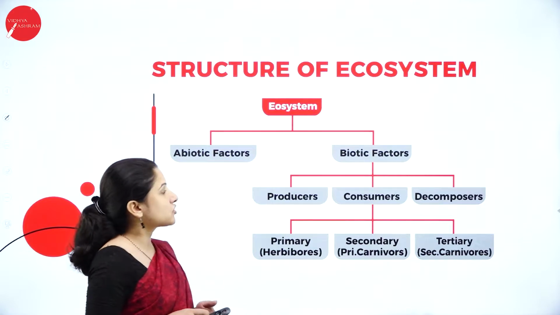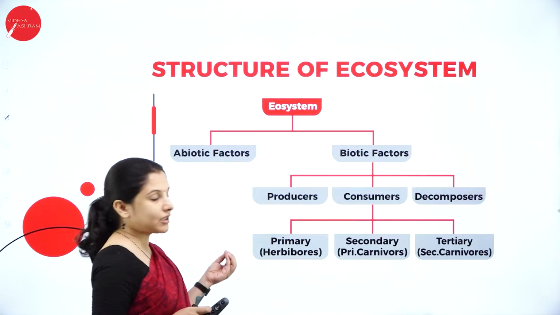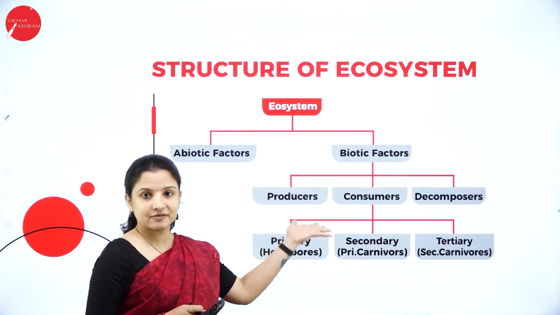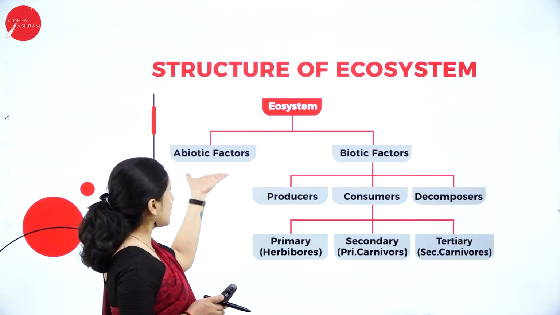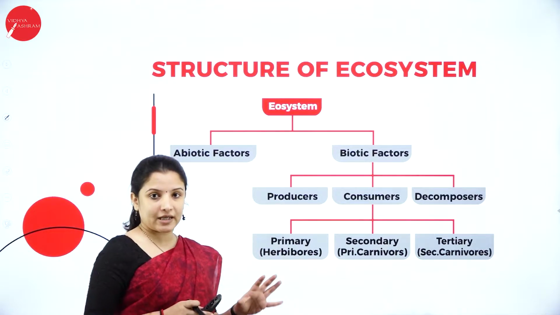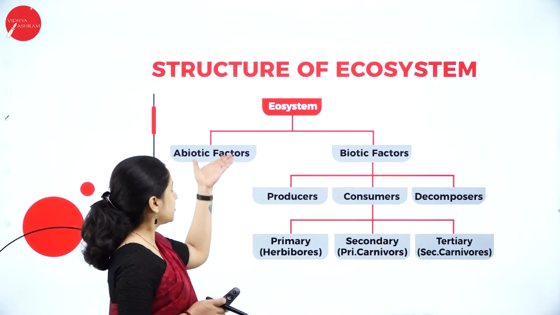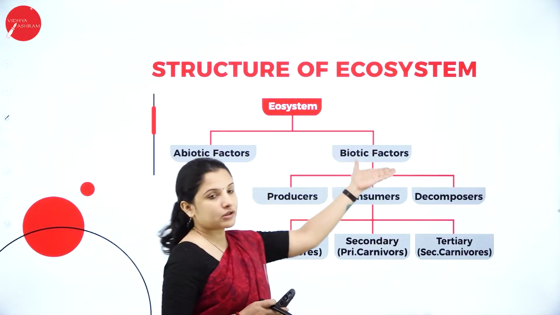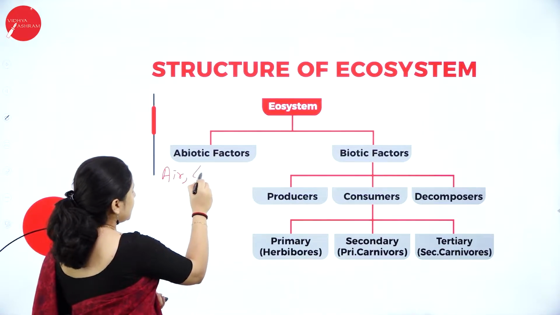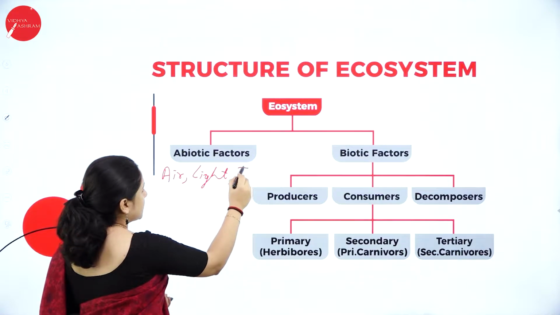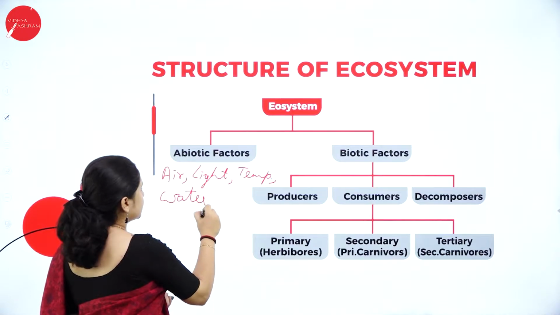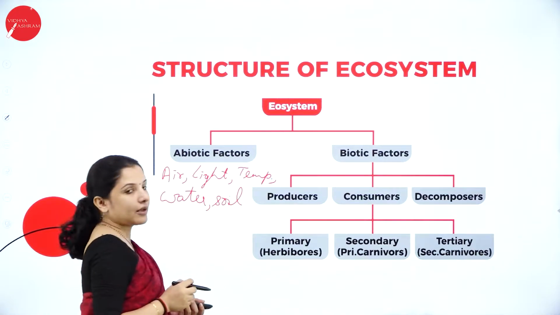Talking about the structure of ecosystem, the ecosystem is broadly divided into abiotic factors and biotic factors. The definition itself says, right, the interaction between the abiotic and the biotic factors in a given geographical area forms the ecosystem. So abiotic factors means we have the air, the sunlight, then the temperature, water, and the soil. All these come under the abiotic factors.